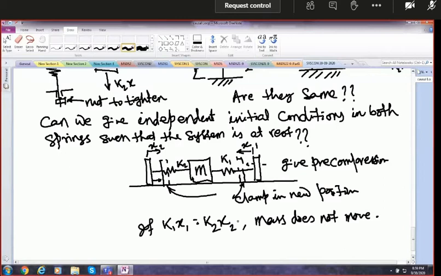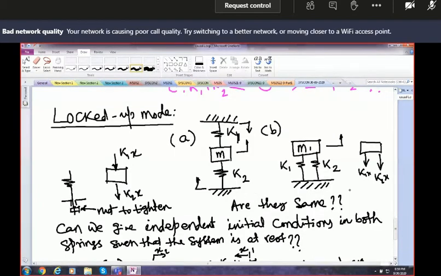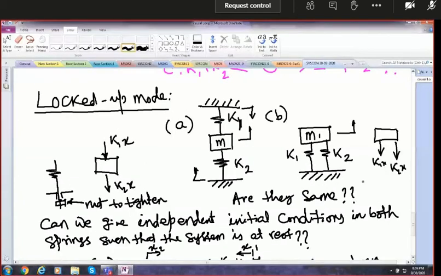We cannot. They are on one side. This ground I cannot move two ways. It's not possible. Because these two springs are so geometrically configured, I cannot do that. Whatever pre-compression of X1, K1, that will be the pre-compression of K2, both will add up and move the mass. So if you give pre-compression to K1 and K2, the mass will move. Not let that mass stay there.